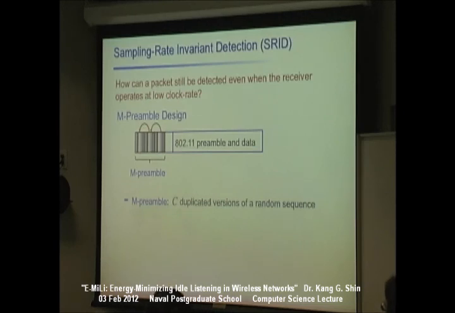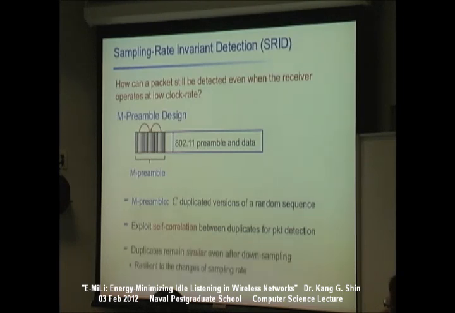That's the idea. And then the transmitter must generate this special preamble for Jodo by having the C copies of a random sequence corresponding to Jodo. And to detect this in subconscious mode, you calculate the self-correlation of these C copies of a random sequence. In fact, these duplicates will stay similar even if you operate the receiving circuit at a much lower clock frequency. Because of that, the recognition of these C copies of the redundant sequence would be resilient to the actual sampling frequency.